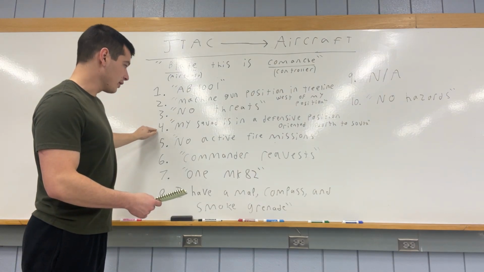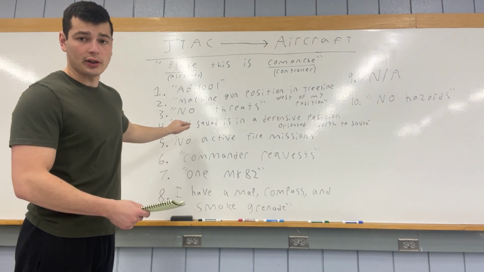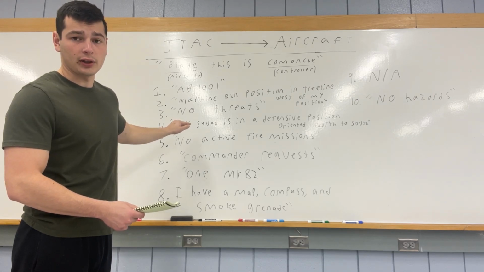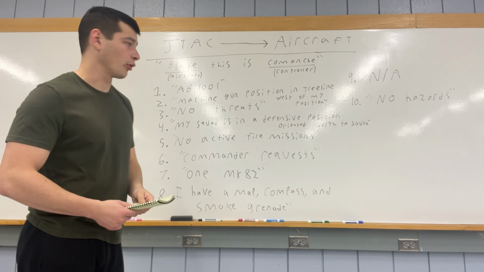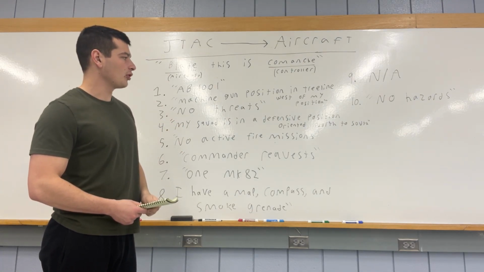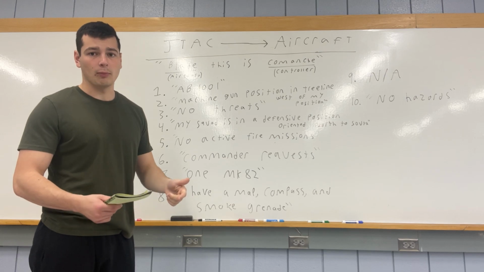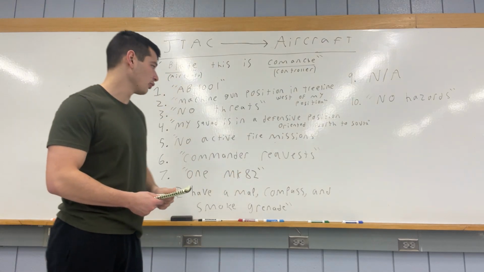Line 4, the friendly situation. Again, you want to be pretty detailed here in terms of the orientation and position of your friendly so that the aircraft is able to identify between your forces and between their target. So line 4 will say, my squad is in a defensive position oriented north to south. You can get more detailed with that, referencing specific geography or terrain features.